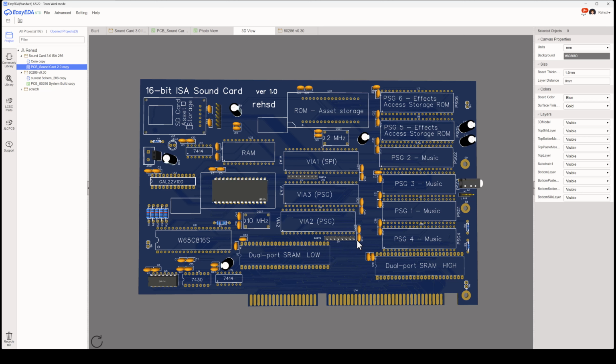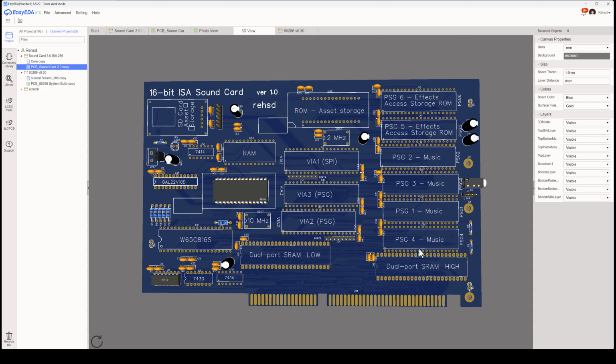Here's another header for another free port. And then I have really 4 PSGs that I intend to use for music purposes and 2 more PSGs that I intend to use for effects. And of course I can use them all simultaneously. So it could be that I'm playing some background music in a game off of these 4, and then I'm playing the sound effects for the game off of these 2.